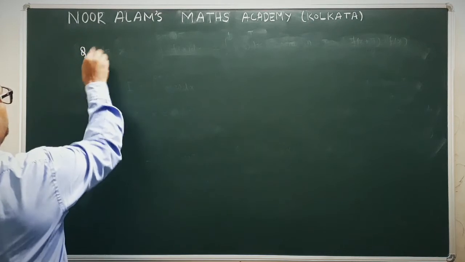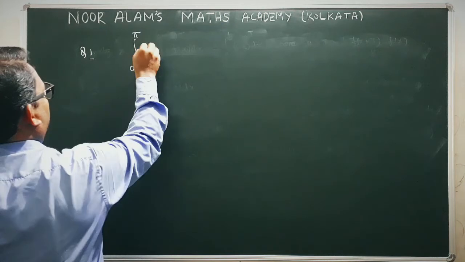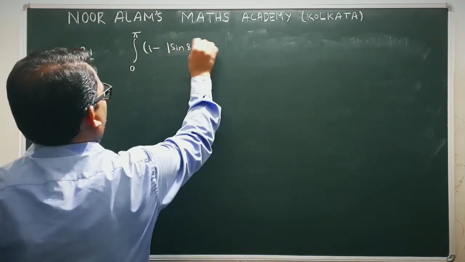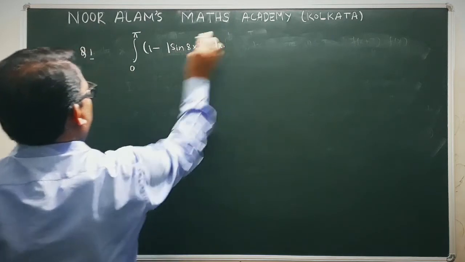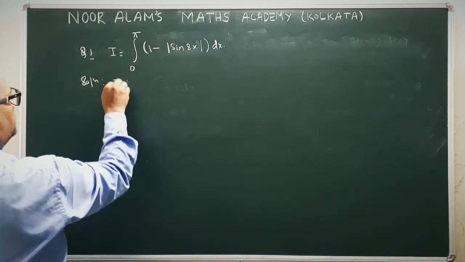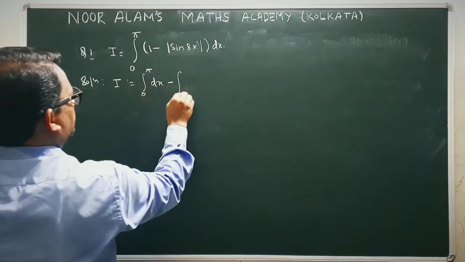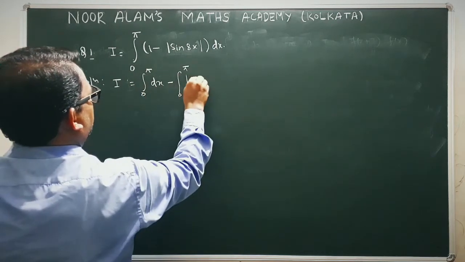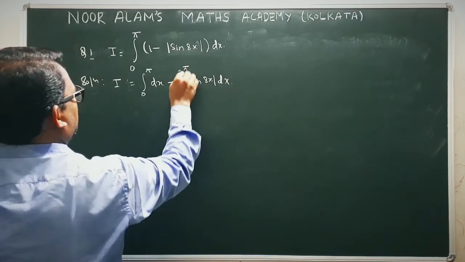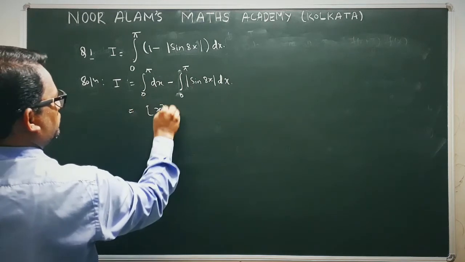Question number 1 based on this property is the integration 0 to pi of 1 minus mod of sin 8x dx. Now how can we solve this problem? Solution: we can write it in this way: I is equal to integration 0 to pi dx minus integration 0 to pi mod of sin 8x dx. Now integration of dx is x, and we can take the limits 0 to pi.